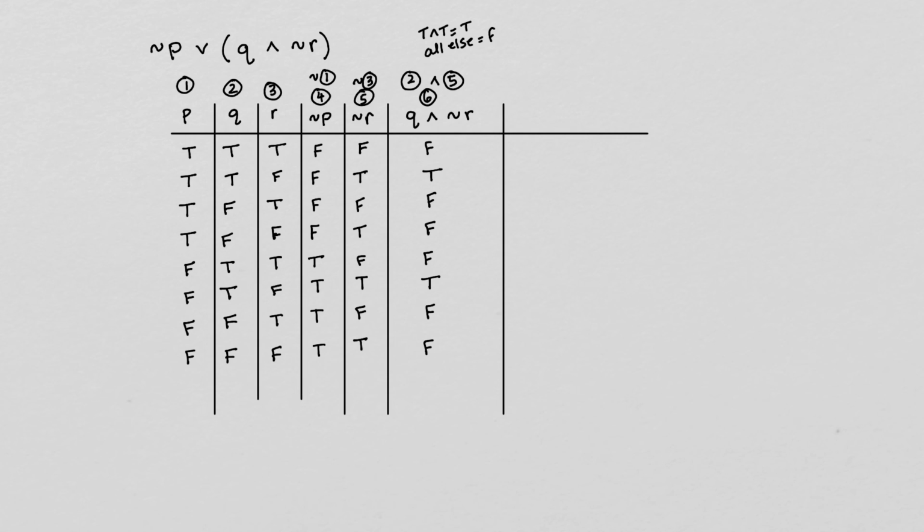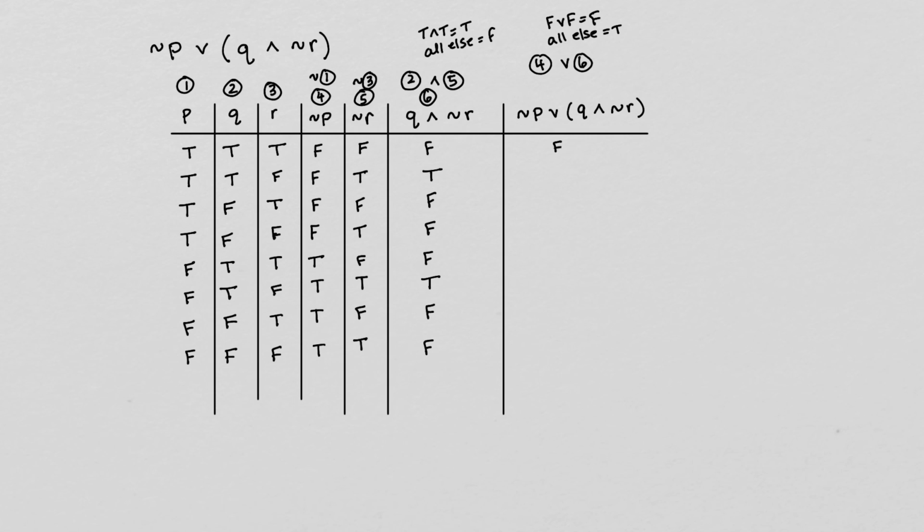And finally, we have the whole thing. So we have not P or Q and not R. So not P came from column 4, and we're doing or, and Q and not R came from the previous column, column 6. And this is an or statement, so we know that false or false is false, all else is true. So I'm looking for 2 falses, and I'm looking at columns 4 and 6.